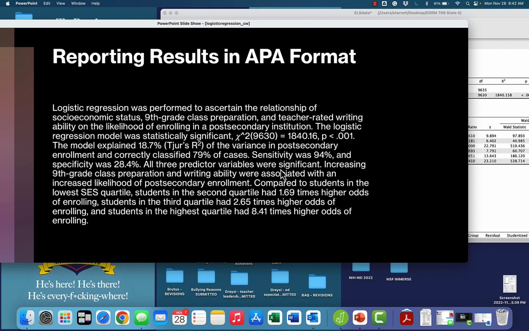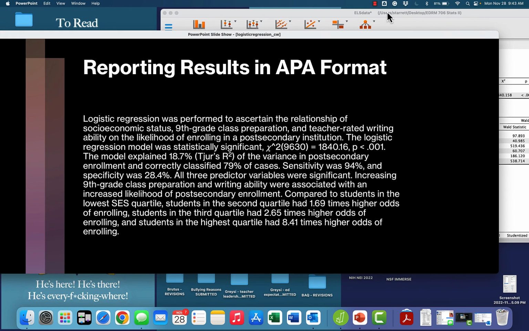All three predictor variables were significant. Increasing 9th grade class preparation and writing ability were associated with an increased likelihood of post-secondary enrollment. Compared to students in the lowest SES quartile, students in the second quartile had 1.69 times higher odds of enrolling. Students in the third quartile had 2.65 times higher odds of enrolling. And students in the highest quartile had 8.41 times higher odds of enrolling. All right, I think at this point you should be ready for the homework.